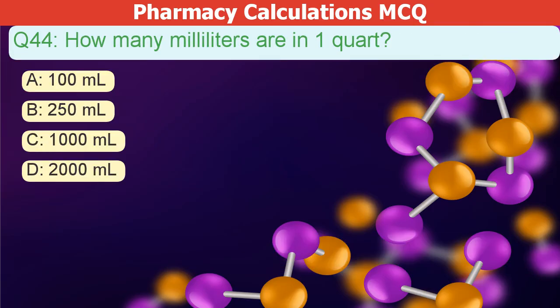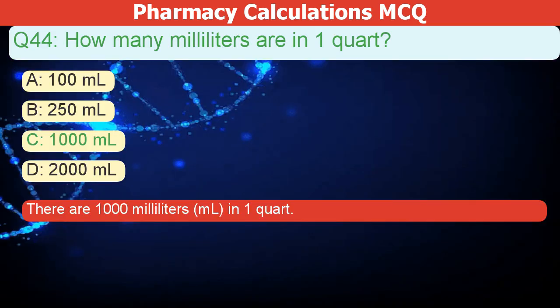How many milliliters are in 1 quart? A. 1000 milliliters. B. 250 milliliters. C. 100 milliliters. D. 2000 milliliters. The correct answer is C. There are 1000 milliliters in 1 quart.